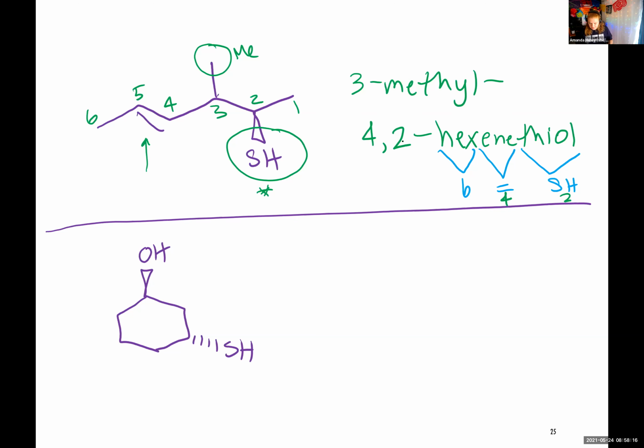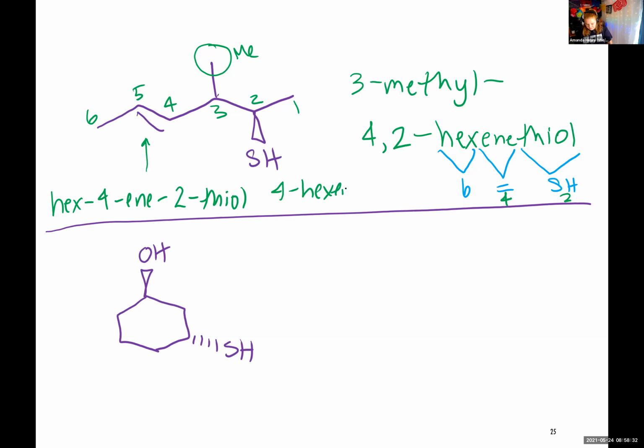And again, we can separate those out like we've done with other names. So I'm just going to erase the circle just to give me some space here. But we could put hex-4-ene-2-thiol or 4-hexene-2-thiol. Both of those, or all 3 of those, would be completely correct. Any of them work? Any question?